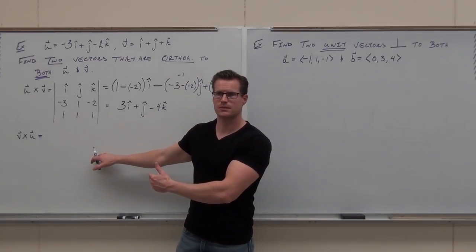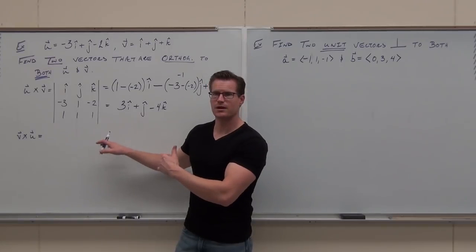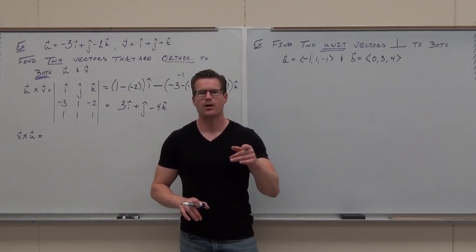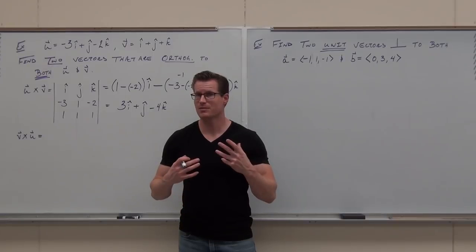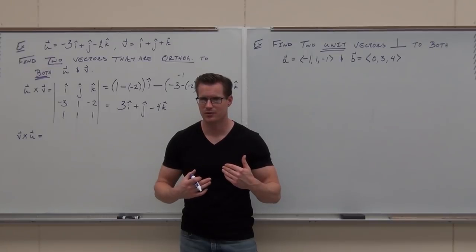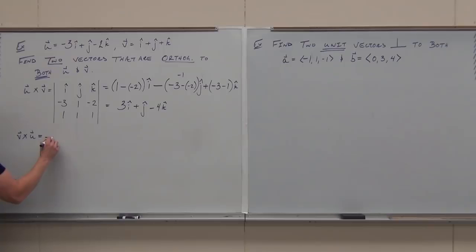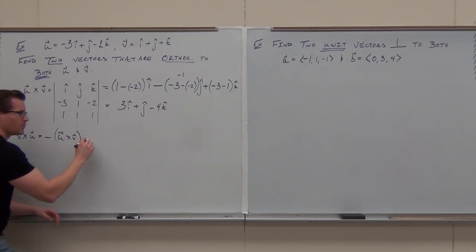Did you look at your answer? Now answer me this question. How do you find a vector that's the same length, but just in the opposite direction? What do you do? Multiply by negative. I gave you a property up here, right? I told you that this is that. Same thing.